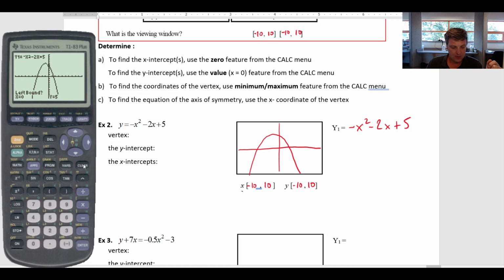And when I hit enter, you can see that this little cursor has appeared on my graph. Now I can actually move that little cursor left and right. And you can see that it's asking a question. And the question is asking left bound. What it wants to know is, is the cursor to the left of what you're looking for? See, this parabola goes on forever. And if you tell the calculator to start looking for the maximum value, since the function goes on forever, it would have to look forever before it would know if it found it or not. So what we're actually finding is a local maximum.